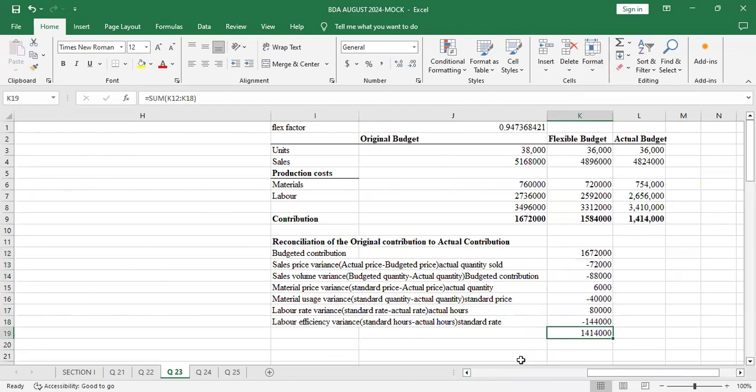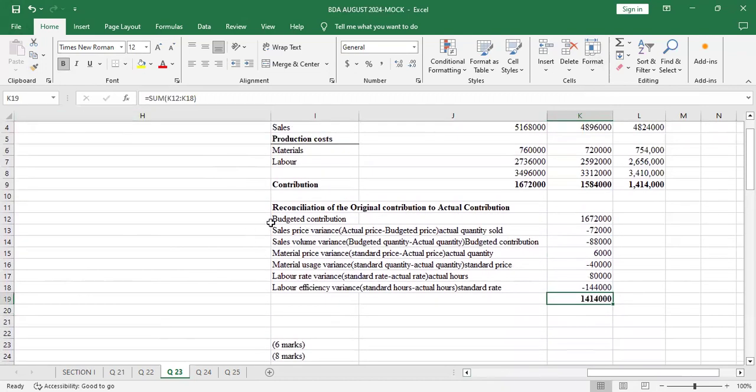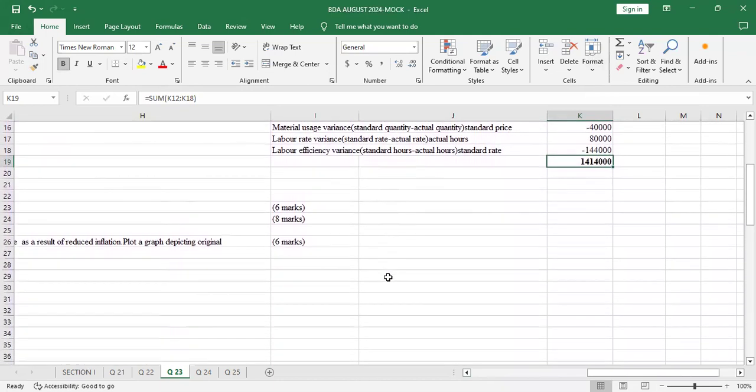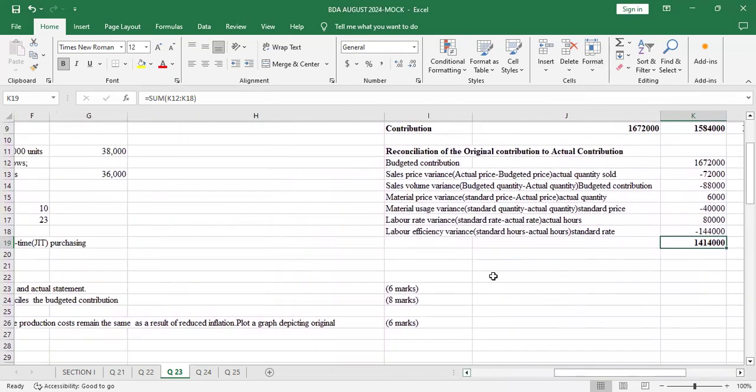You can see it has given us that value of 14,000. So we have reconciled the budget. We have reconciled the original contribution to the actual contribution. So that's how we are supposed to do that part of the question.